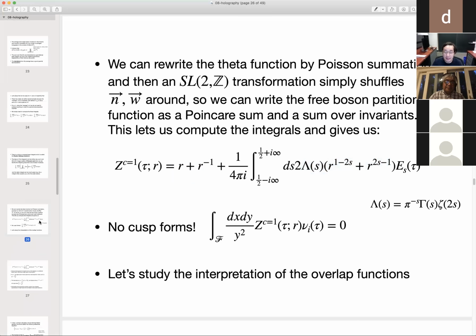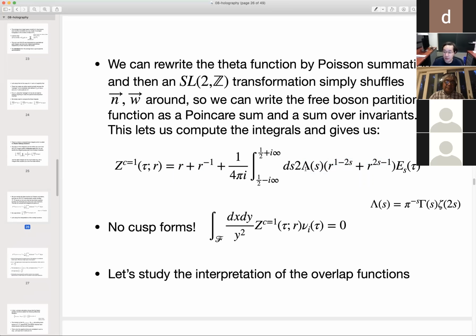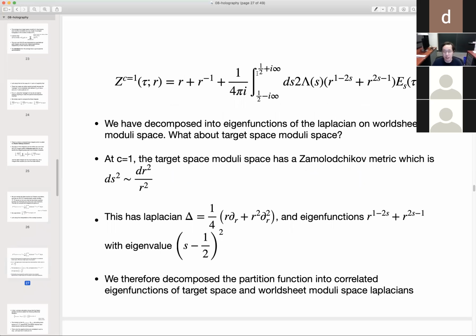And let's see why. So let's study the interpretation of these overlap functions. Okay, so here's the function again, which I just rewrote for convenience. So we've decomposed it into eigenfunctions of the Laplacian on the worldsheet moduli space. Recall that's just these Eisenstein series here. It turns out that the other functions are going to be interpreted as eigenfunctions of the target space moduli space.